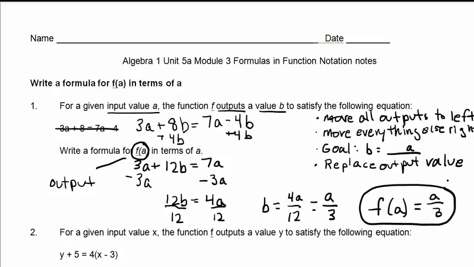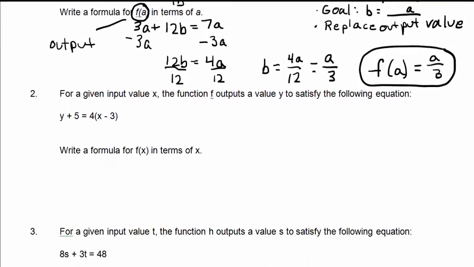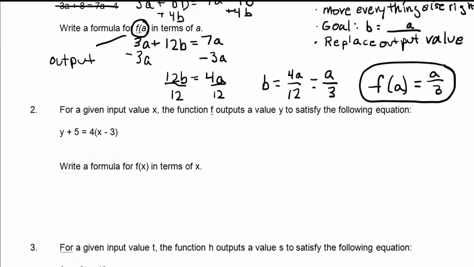Now that may have been a little confusing, so we'll try a couple more and make sure you get the hang of what's going on here. For a given input value x, the function f outputs a value y to satisfy the following equation. y plus 5 equals 4, parentheses x minus 3. Write a formula for f of x in terms of x.